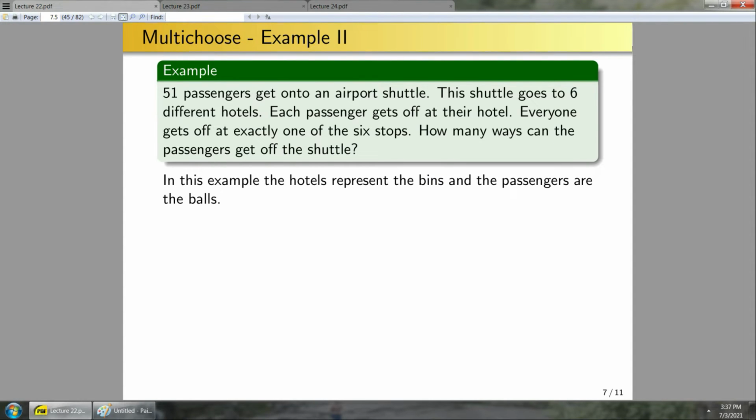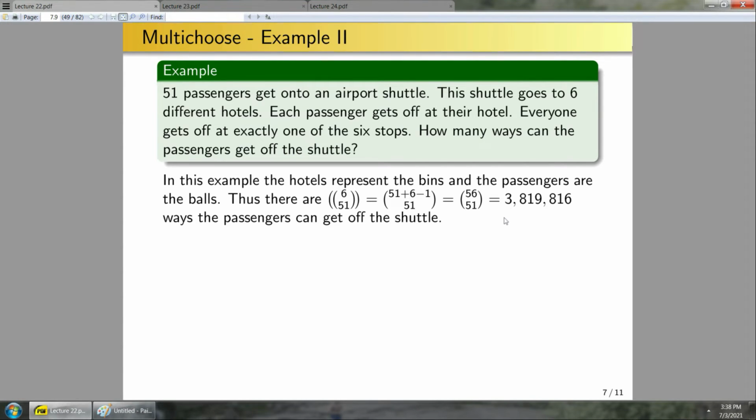So this question is really asking, how many ways can I rearrange strings consisting of 51 passengers and these 6 different hotels, or 5 bars, if you will? Well, that's simply a multi-choose problem. So there's going to be 6 multi-choose 51. Evaluating this out, this would be 51 plus 6 minus 1, choose 51, which if I compute that is 3.8 million ways that the passengers can get off the shuttle.